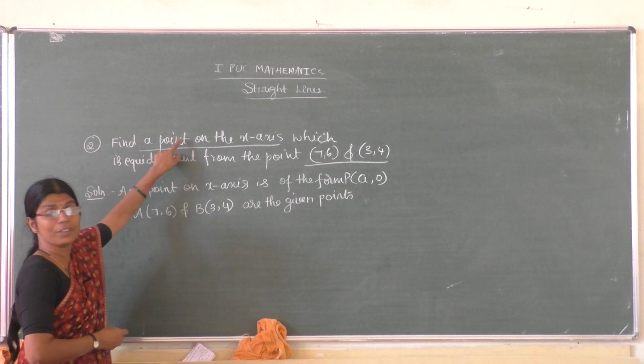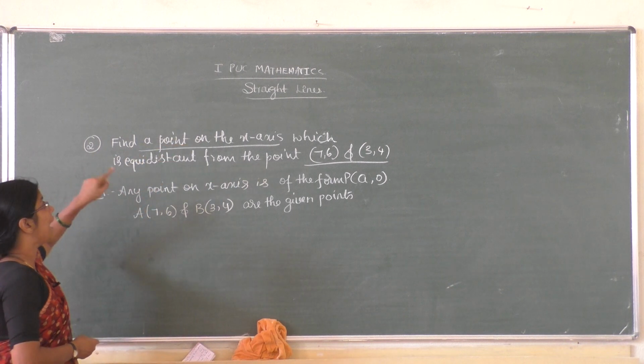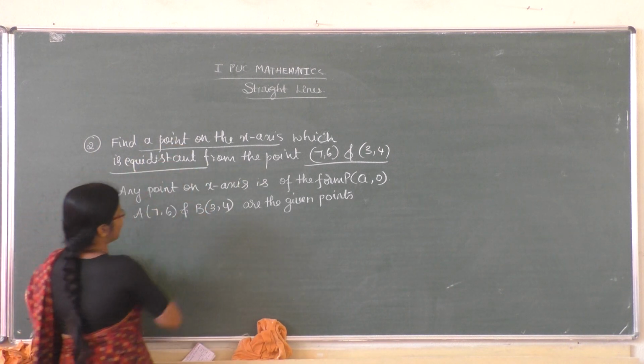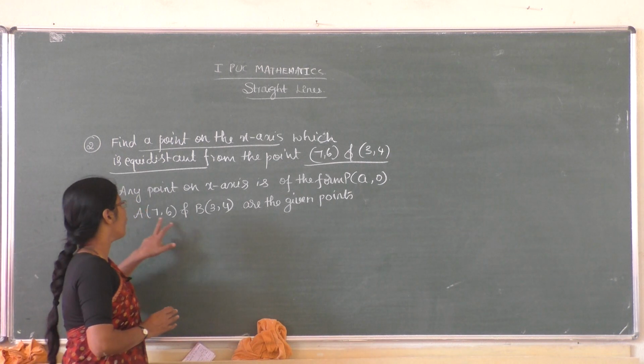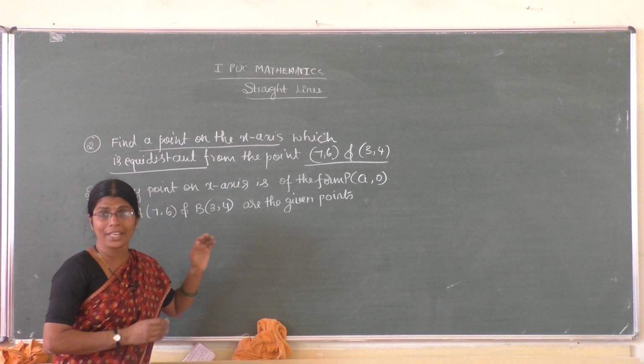A point, which point is on the x-axis, that is equidistant from A and B. Okay, that means what? Equidistant.